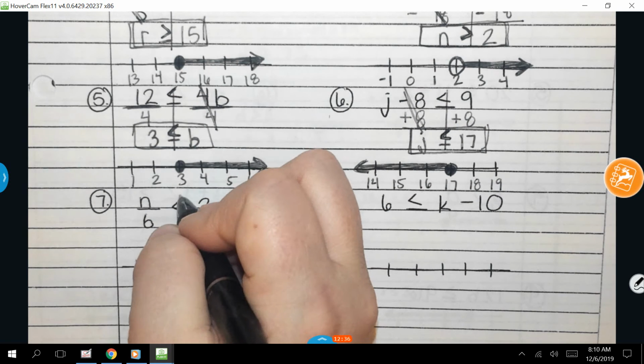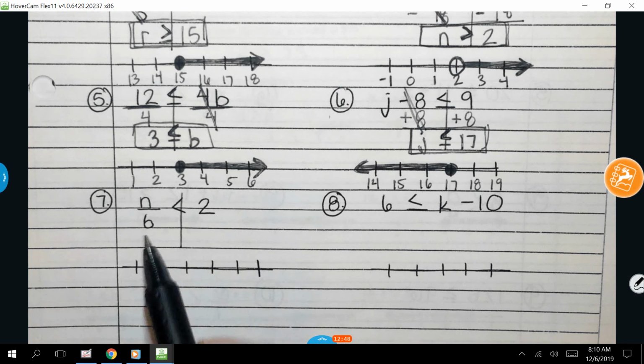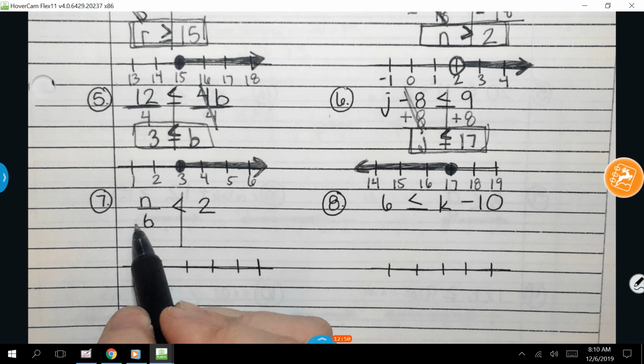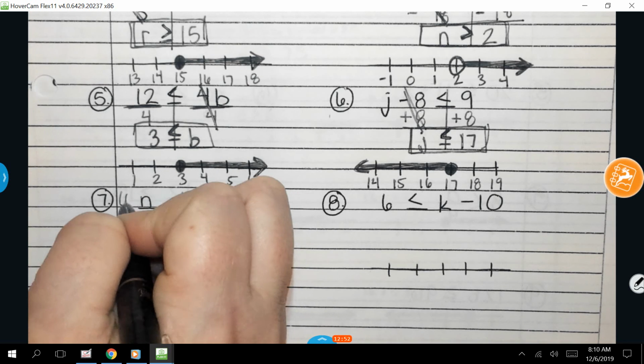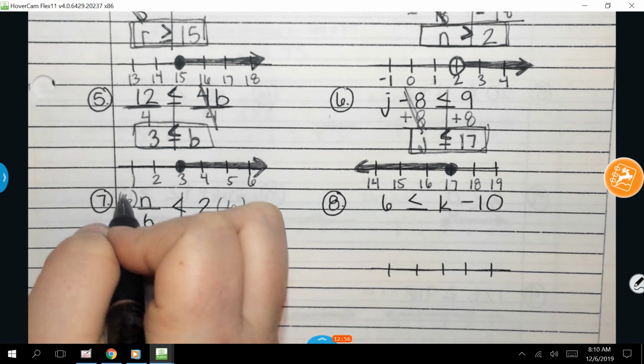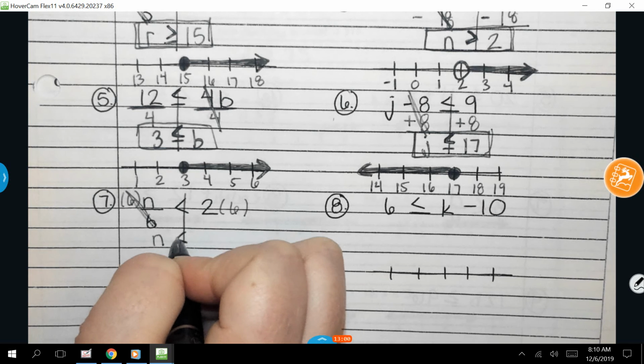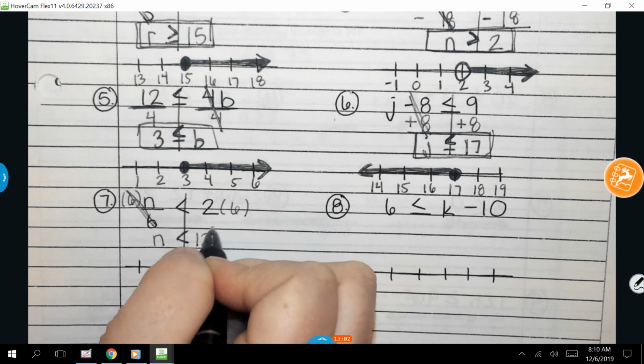All right, number 7. What's the opposite? What am I going to do to both sides here, Barrett? You would multiply by 6. Multiply by 6. Am I going to write that down here next to 6? Make sure it's on the top so they can go away. And do it on the other side. So 6 and 6 go away. So I have N is less than 2 times 6? 12.